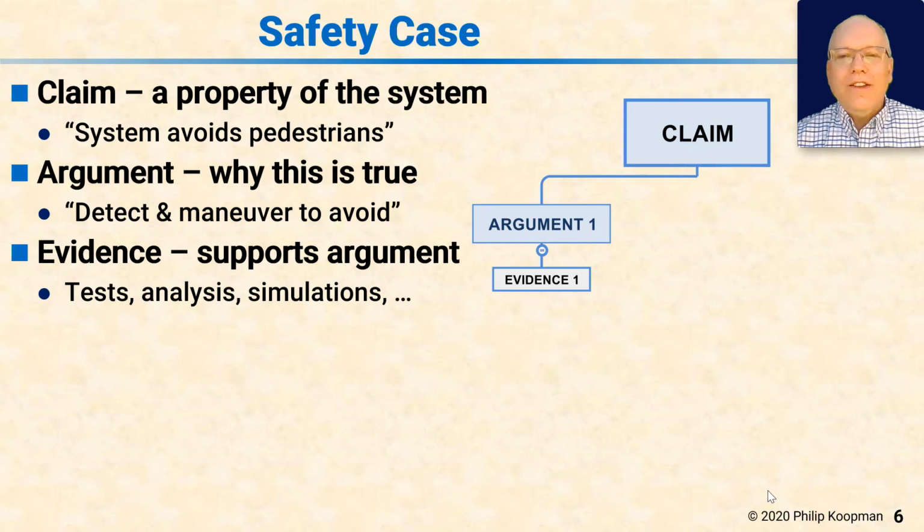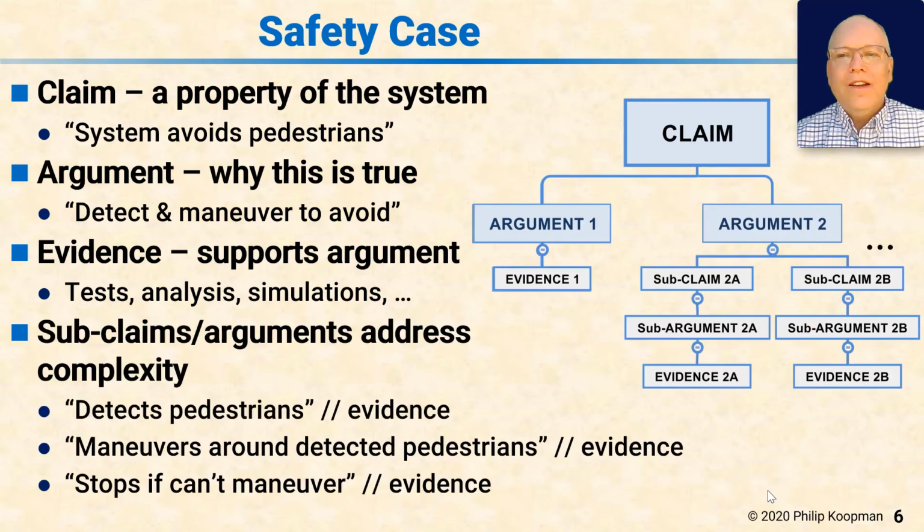So the idea is the entire safety case is a chain of claims at the top, arguments in the middle, and evidence down at the leaves. Now, a single claim with a bunch of flat arguments probably isn't going to work out. So manage complexity and break down the task of assuring safety. There are typically subclaims. For example, argument 2, if it has to do with avoiding pedestrians, might be we avoid pedestrians, but we do it by detecting them, and then we maneuver around the detected pedestrians, and then we stop if we can't maneuver.